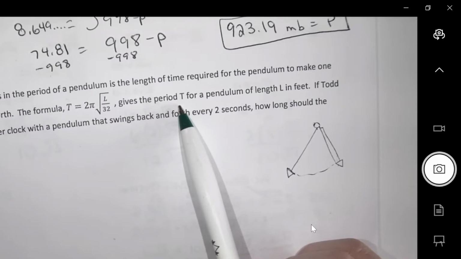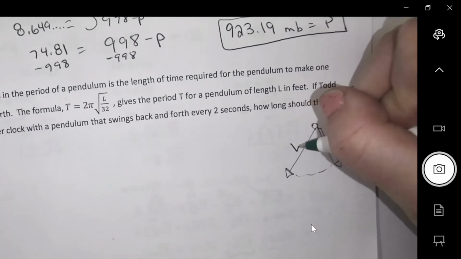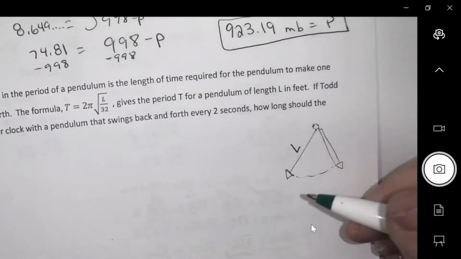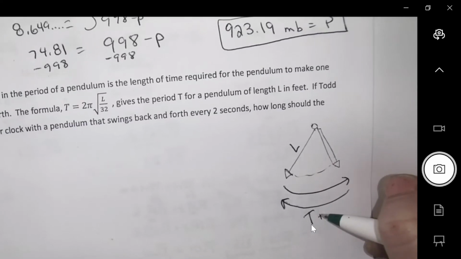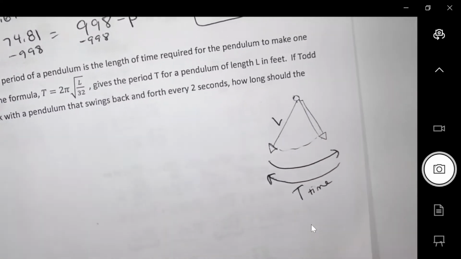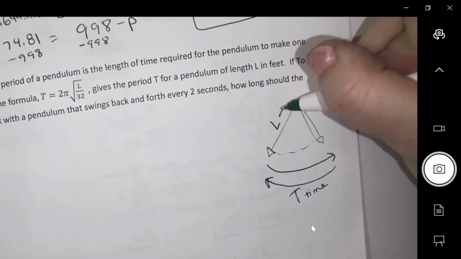T is the period and L is the length. L is the length. T is the time, the time to do that back and forth, and L is the length.